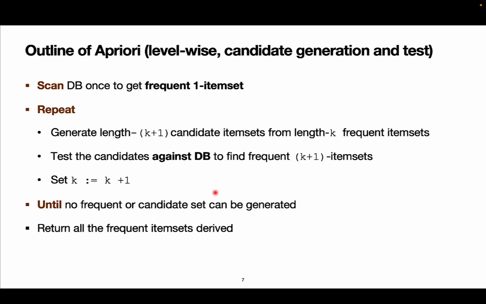Here's the outline of the a priori algorithm. First, the algorithm scans the database to get frequent one-item sets. Then it goes on a loop to generate k+1 candidates from k frequent items, then tests the candidates against the database and continues to do that until no frequent or candidate set can be generated. At the end, all those frequent sets are unioned together and returned.